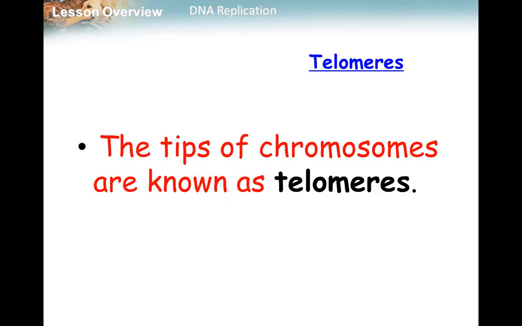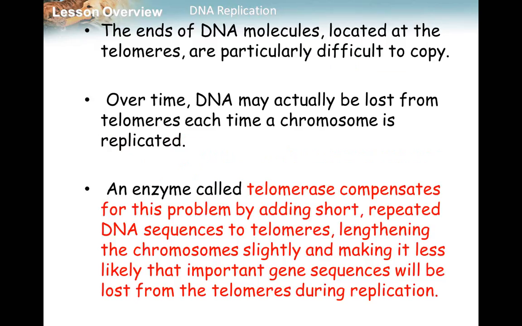Telomeres. The tip of the chromosomes is known as telomeres. The ends of DNA molecules located at the telomeres are particularly difficult to copy. Over time, DNA may actually be lost from the telomeres each time the chromosome is replicated.